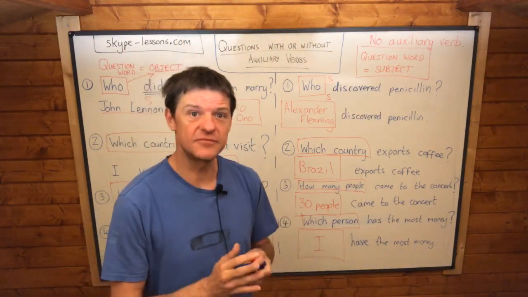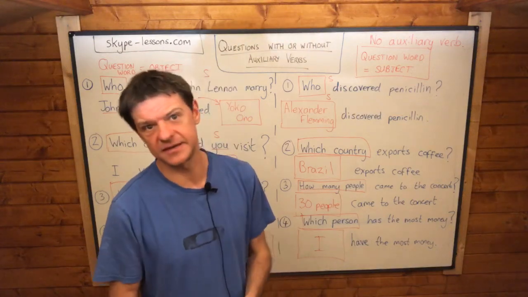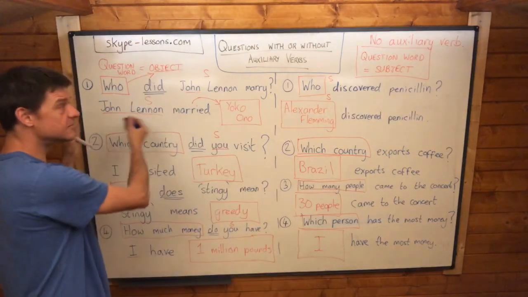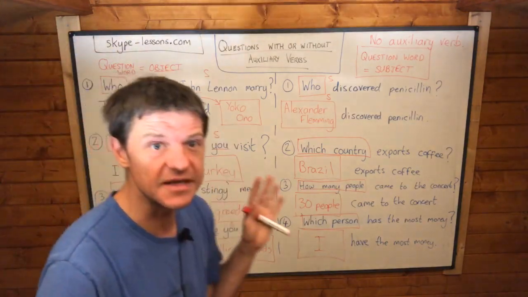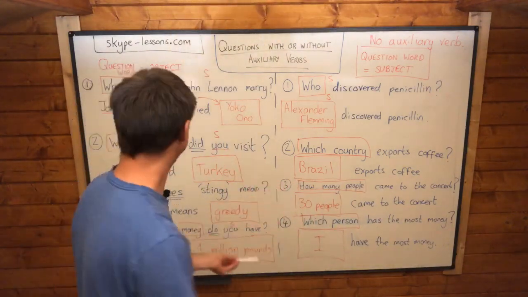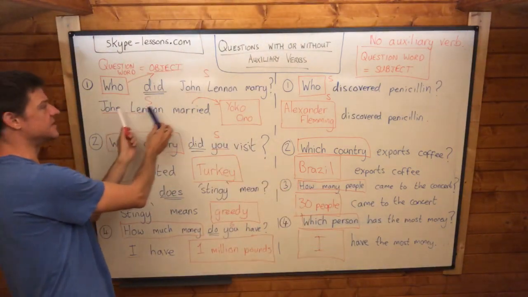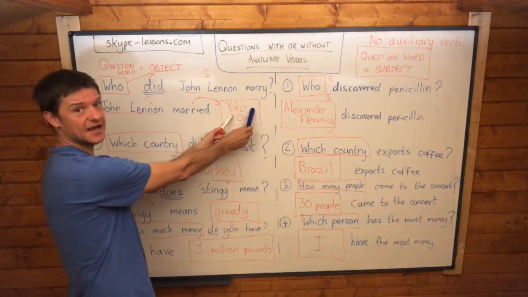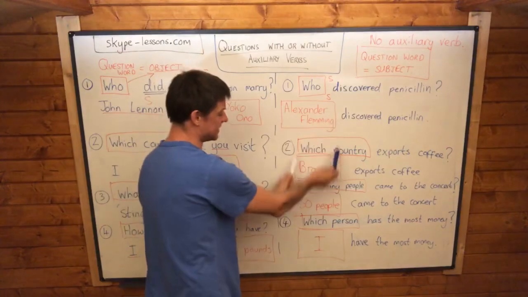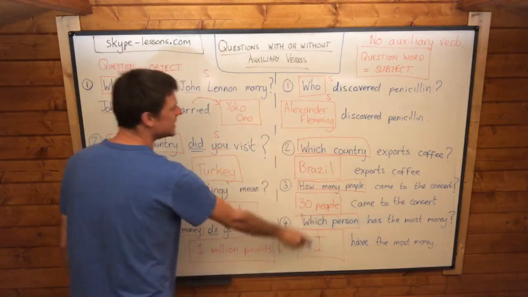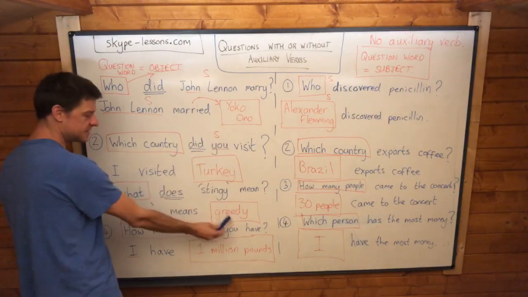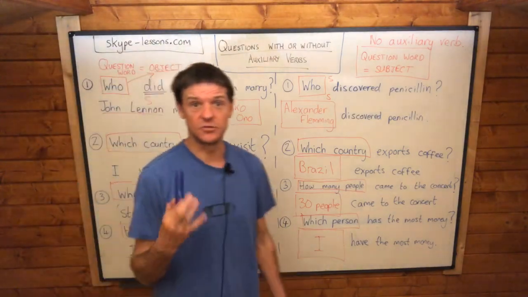Okay, so thank you everybody for watching. I hope that's made this very difficult grammar a little bit clearer. Just answer the question and you will see if it needs a do or a does or a did. And it's quite simple. Is the answer at the end of the sentence or is the answer at the beginning of the sentence? If it's at the beginning, no auxiliary verb, no do, no does, no did. If the answer's at the end, do use a do or a does or a did.